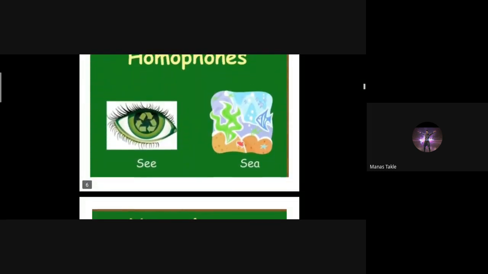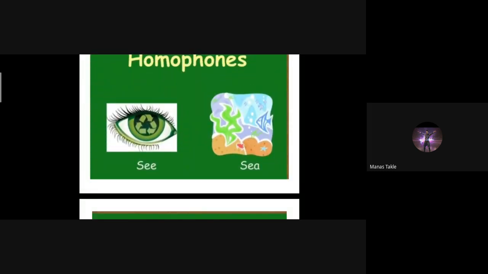Okay. Now, see. S-E-E, see, is dekhna, and S-E-A, sea, samundar. Okay, both words, while pronouncing, we are using the same sound but they have different spellings and different meaning also.